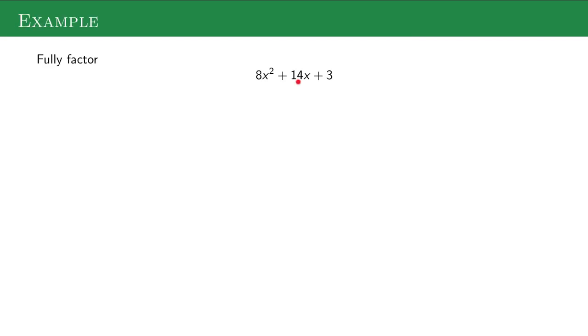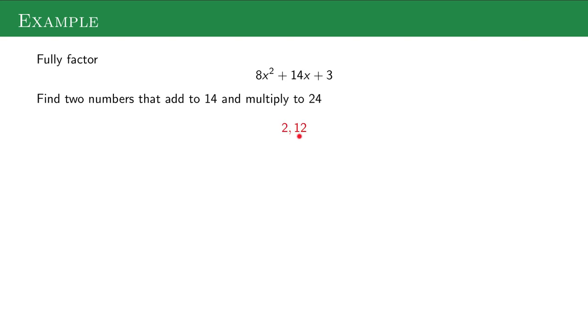So we have 8x squared plus 14x plus 3. Two special numbers we're looking for need to add to the middle number, 14, and multiply to the product of the outside numbers. So 8 times 3 is 24. This is where it might be the most taxing part, because you've got to go through all the ways you can multiply to 24 but also add to 14. But eventually you'll find that the answer is 2 and 12.